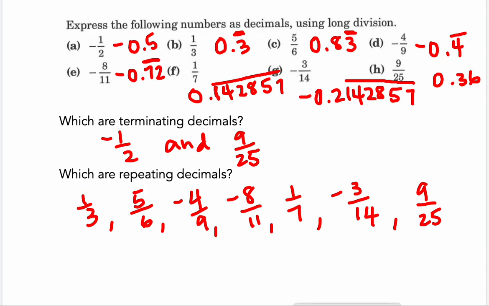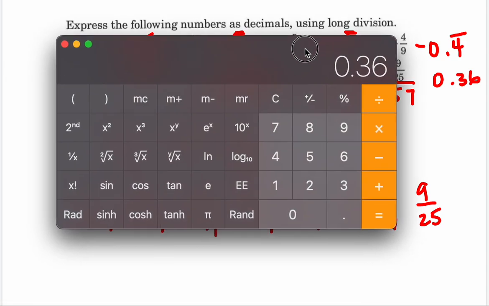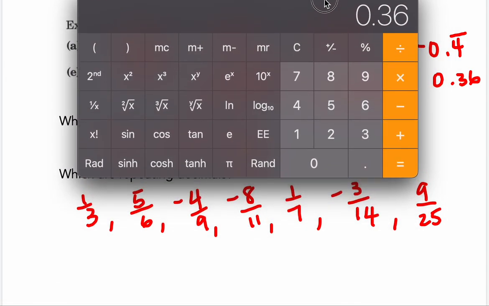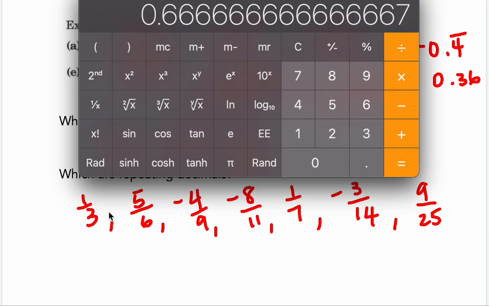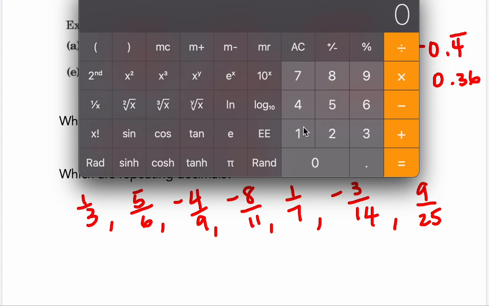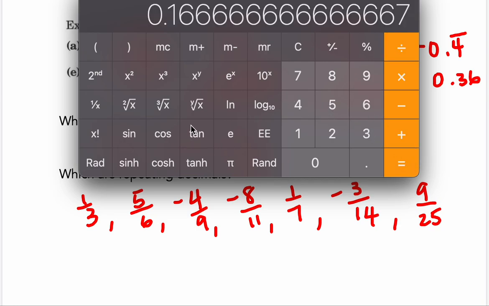Let's see. How about instead of 1/3, I try 2/3. 2 divided by 3. Yes, I also get a repeating decimal. Okay, what about with a 6 as a denominator? Let's try, I don't know, 1/6. Oh yes, definitely also repeating. Except for the 1, the 6 is repeating.